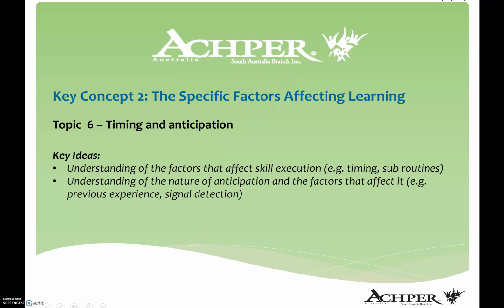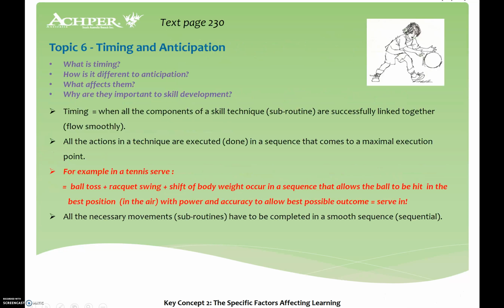All right, the last one we need to look at is timing and anticipation. So understand all the factors that affect skill learning. So the timing, subroutines, understand the nature of the anticipation, the factors that affect it. So what is timing? Timing is when all the components of this technique and the subroutine are successfully linked together and they flow smoothly.